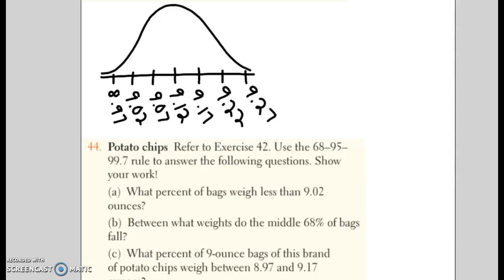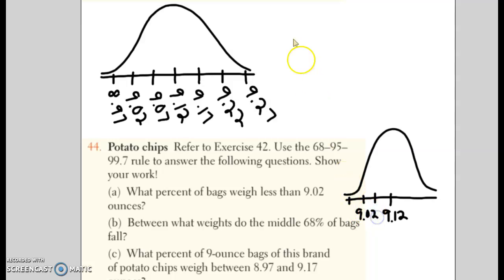So 44A says, what percent of bags weigh less than 9.02? In this curve, I'm just going to label a few things. For part A, where my mean's in the middle, 9.02 was 2 standard deviations below, so right here. I want to know what's the area from here all the way to the end of the curve.